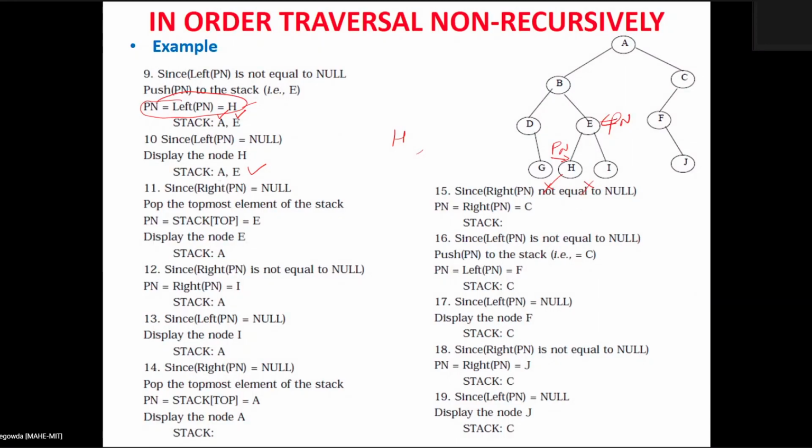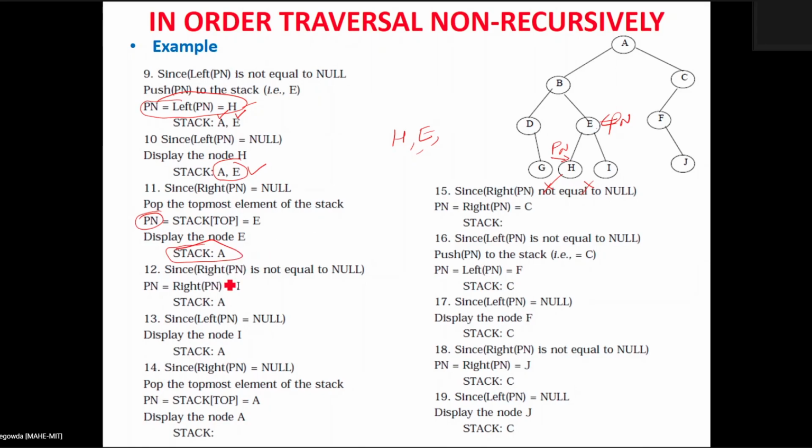So next, you have to pop the top of the stack. The status of the stack is A and E. When you pop the top of the stack element, the address of E is taken and stored into the present node N. Then you have to display the E value, so that in order E will be displayed over there. Then the status of the stack will be this. It holds only the address of A.